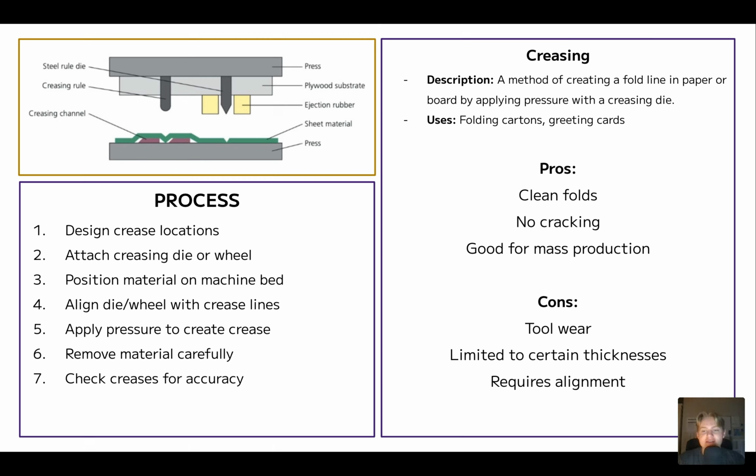So our next process then is creasing. Now this might look a little bit familiar if you are paying attention. This is the same diagram as for die cutting, and it's because they've been combined in the textbook. So creasing is essentially a method of creating a fold line in a piece of paper or a board by applying pressure with a creasing die.